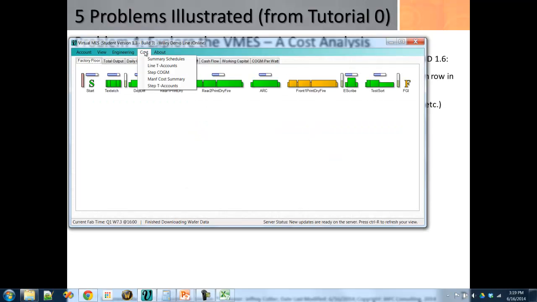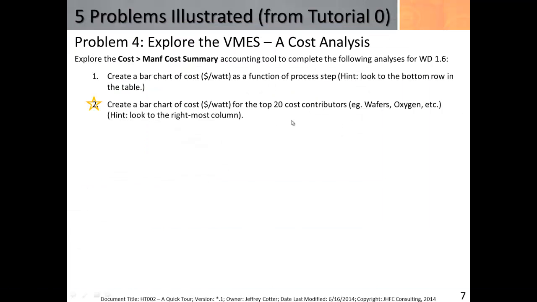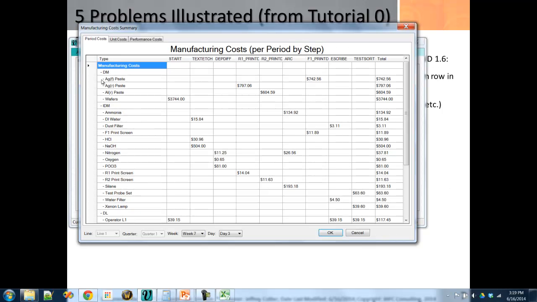Okay, so we can find all the cost analysis tools here on the cost menu. And to get the information we need, we'll click the Manufacturing Cost Summary tab. This gives us a summary of all the costs in the factory. We want to do the analysis for week day 1.6. So we can set week day 1.6 here, week 1, day 6. And we want the units in dollars per watt. So that's here in the Performance Cost tab.